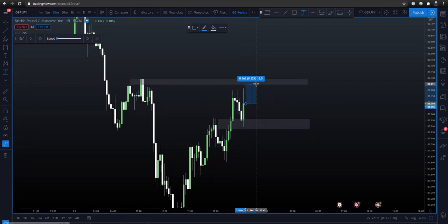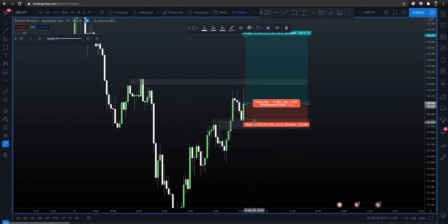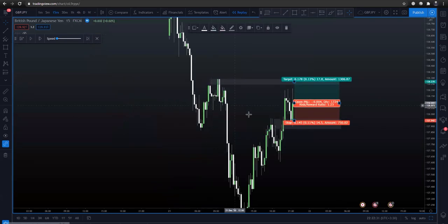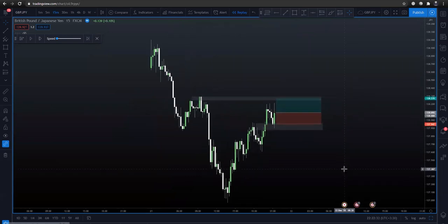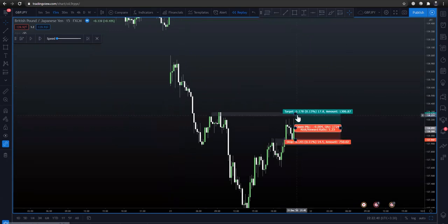We should use lower lot sizes. So our entry could be around that area. Where is the buy? Which one is the buy? Okay, so it could be this area. Stop loss will be about 1 to 1. First target could be here, but because our structure is bullish, we could think about a higher target. The next target could be around that area.